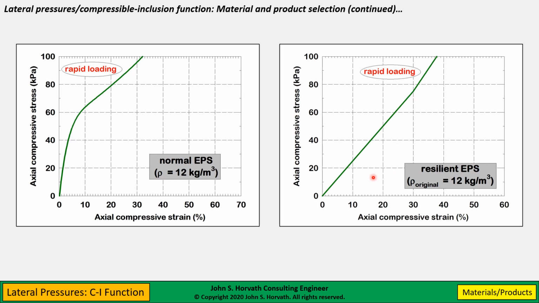And again, you see the point I was making. If you're looking for 10% strain under a certain stress level, you need about 5 times as much of the normal EPS to get that amount of compression.